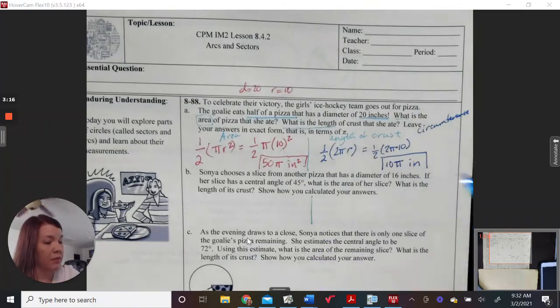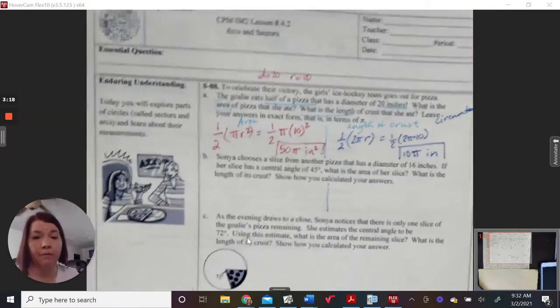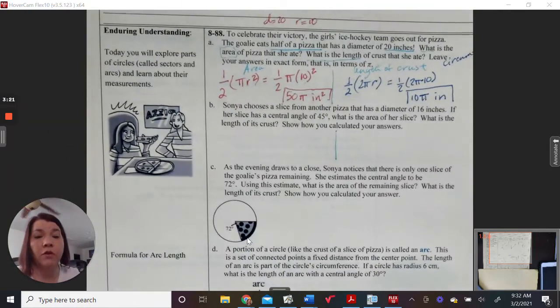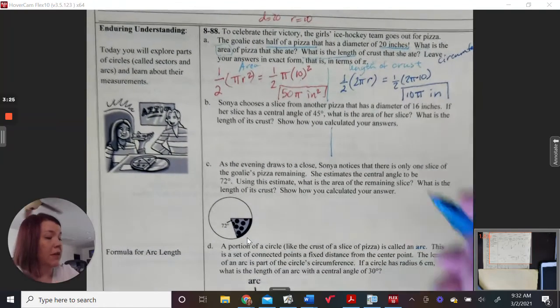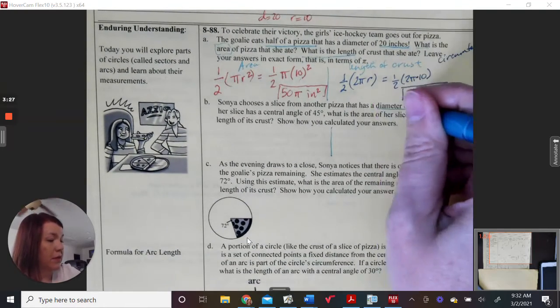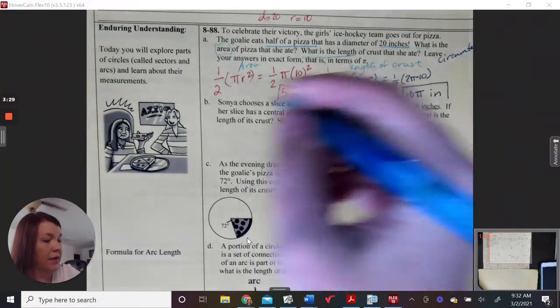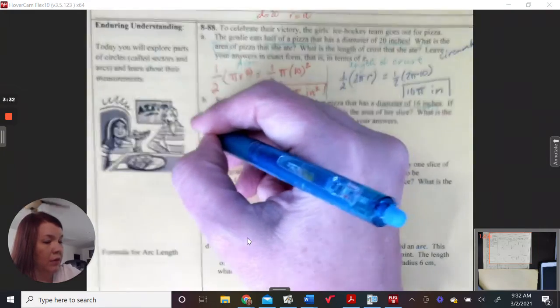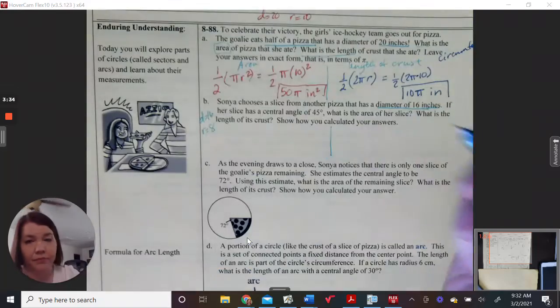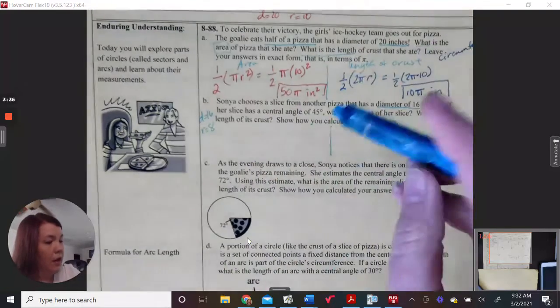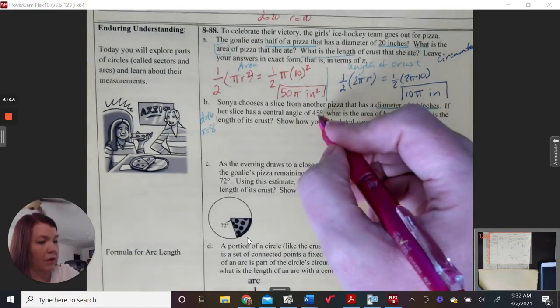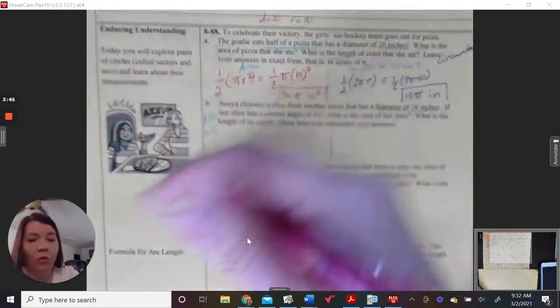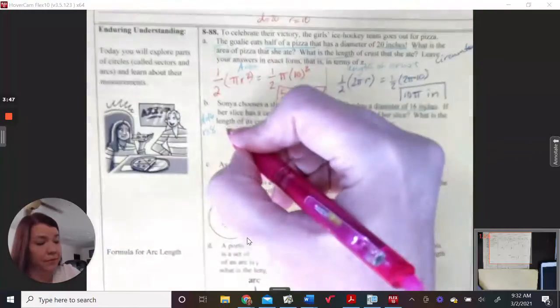All right, so Sonia chooses a slice from another pizza that has a diameter of 16 inches. So D equals 16, which means r is 8. Central angle of 45 degrees. So here's the tricky part. The whole circle is 360. So we've got 45 divided by 360, which is 1/8.